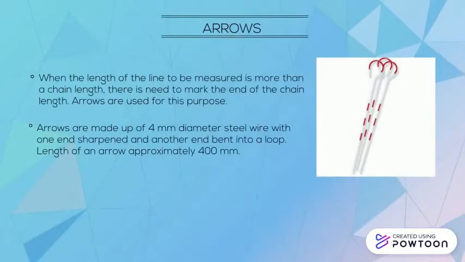Arrows. Arrows are used when the length of the line to be measured is more than a chain length. The end of each chain length needs to be marked. Arrows are made of 4 mm diameter steel wire, with one end sharpened and another end bent into a loop. The length of an arrow is approximately 400 mm.